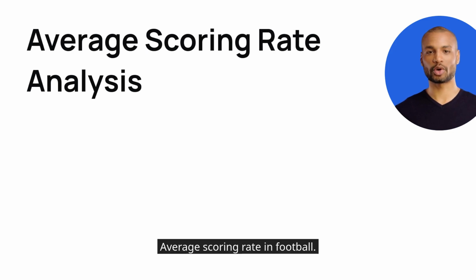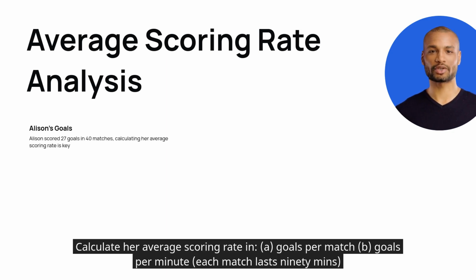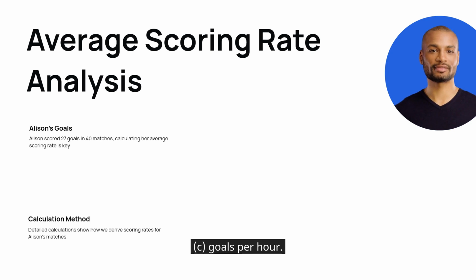Average scoring rate in football. Allison scored 27 goals in 40 matches. Calculate her average scoring rate in A. goals per match, B. goals per minute, each match lasts 90 minutes, C. goals per hour. Solution.